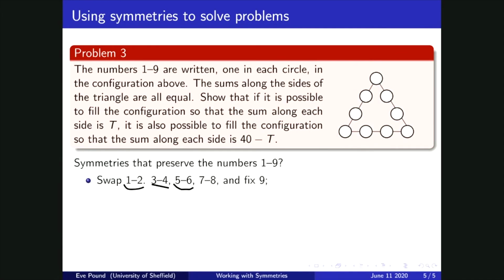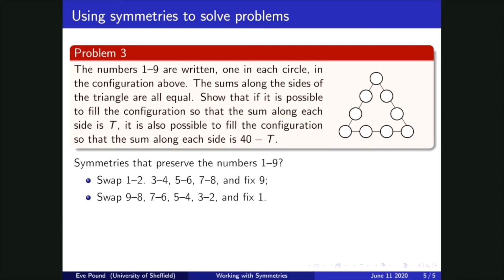We could swap the number 1 with the number 2, swap the number 3 with the number 4, swap the number 5 with the number 6, swap the number 7 with the number 8, and fix the number 9. And if you remember the string of beads that we had earlier, that's kind of like combining the two solutions we had, where we numbered the beads from left to right, and then we were also thinking about fixing the M bead and then swapping them over. So this is kind of the same symmetry of these numbers 1 to 9, where we're thinking of the numbers as beads on a string that are coloured and we're swapping them over. So that's a possible symmetry.